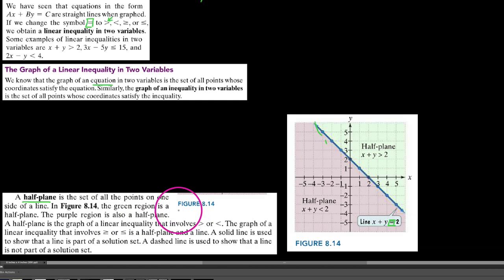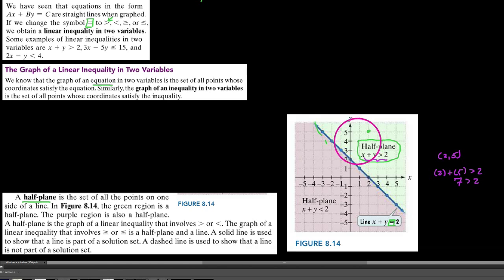The green region is a half plane and the purple region is also a half plane. The graph of a linear inequality that involves greater than or less than is a half plane. The graph of a linear inequality that involves greater than or equal to or less than or equal to is the half plane and the line in between. In this green half plane, take the point (2, 5). All the points in this half plane, when you substitute them back into this inequality, give us a true statement. With (2, 5), we get 2 plus 5 is greater than 2, and 7 is definitely greater than 2.